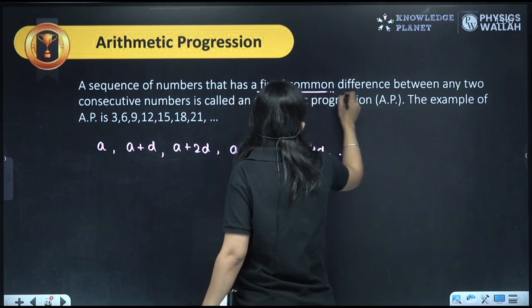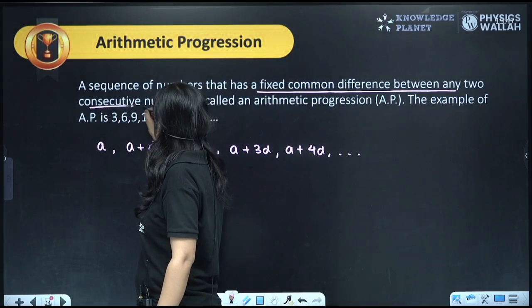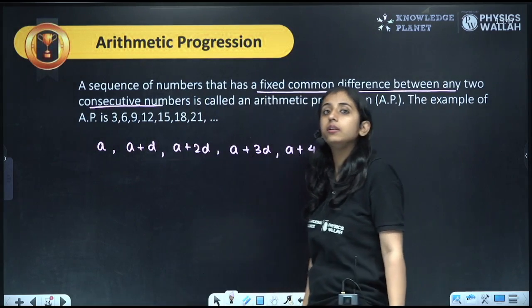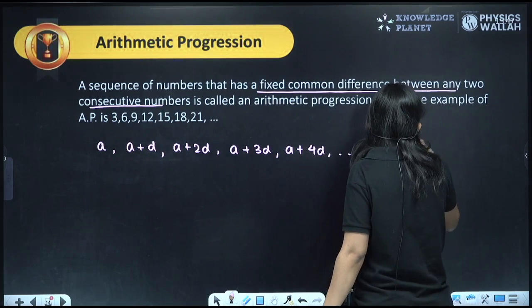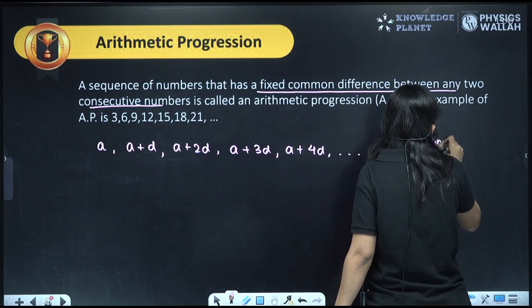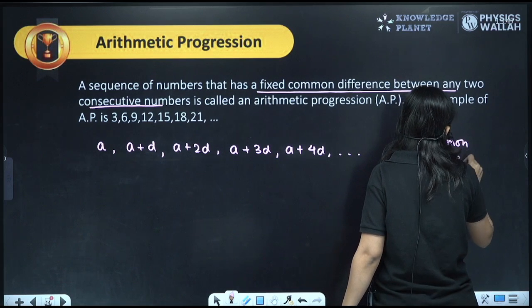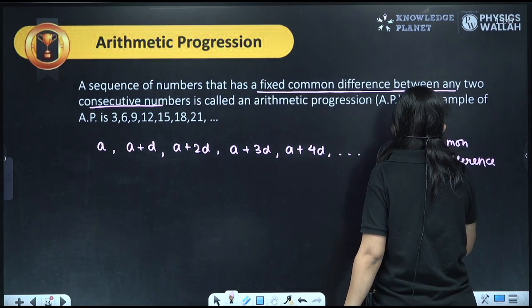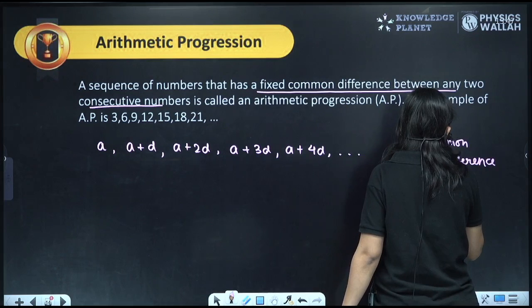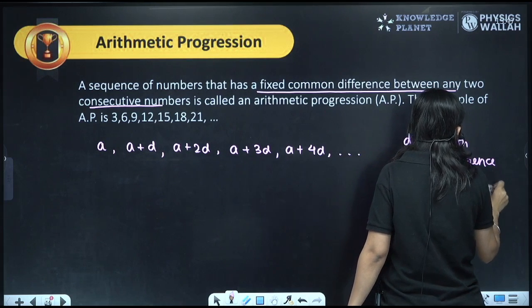Okay, a fixed common difference between any two consecutive terms. Such a series is called an arithmetic progression, where d is our common difference, and a is our first term.